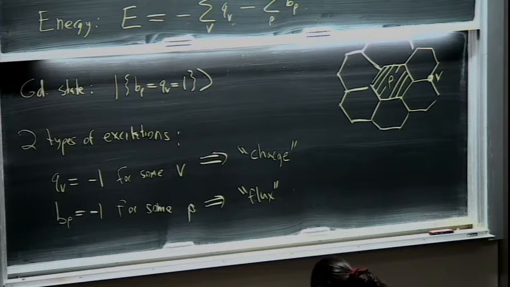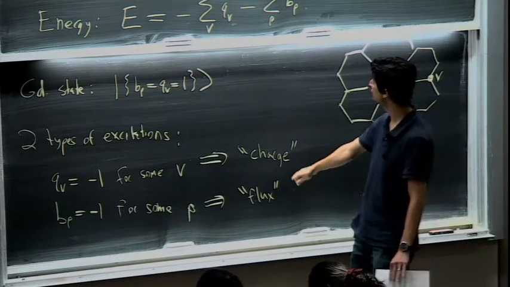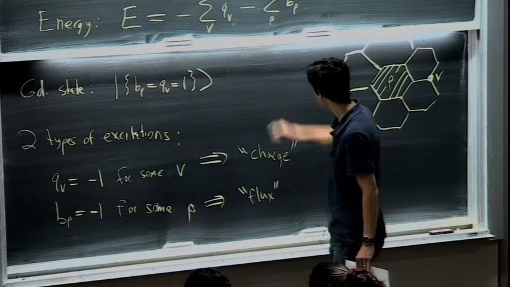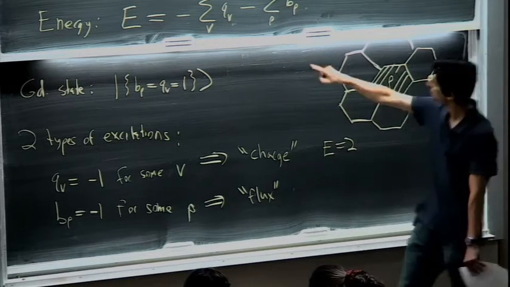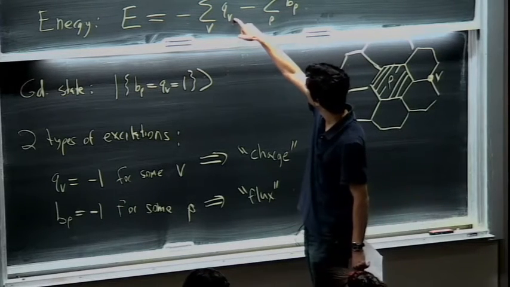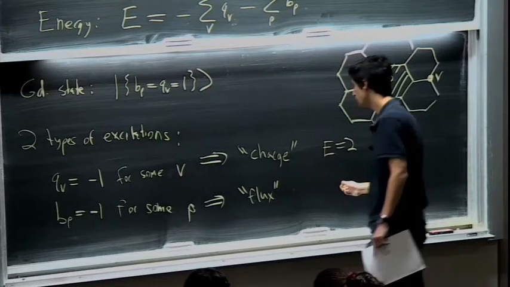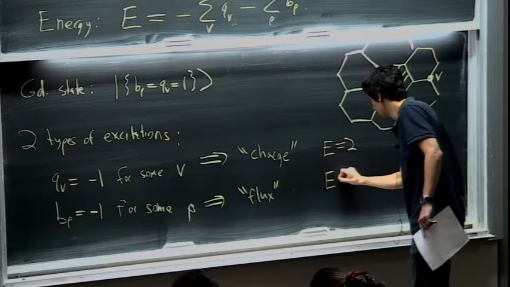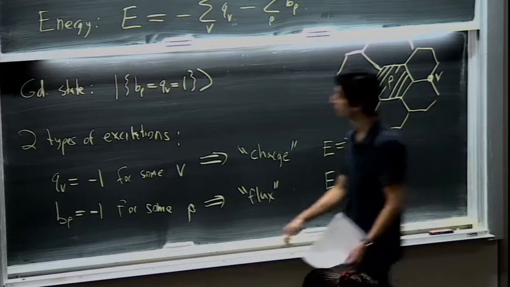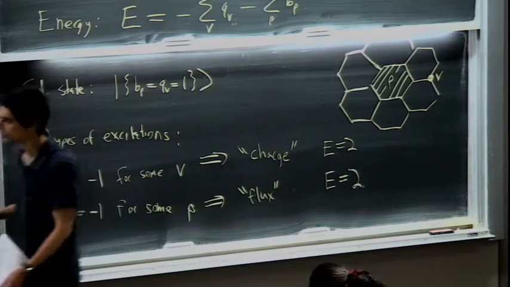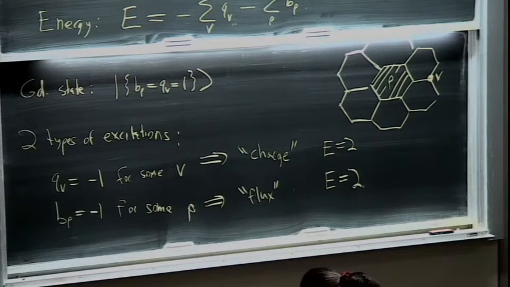OK. Now, both of these excitations cost energy, and you can just see from this, they actually both cost energy 2. Right? Because if I flip QV from +1 to -1, it's going to cost energy 2, and similarly here. OK. So the excitations cost a finite amount of energy, and so then if you believe that the ground state is unique, which I didn't prove for you, then this means we have a nice gapped system. So we've achieved at least this first part of this definition here.